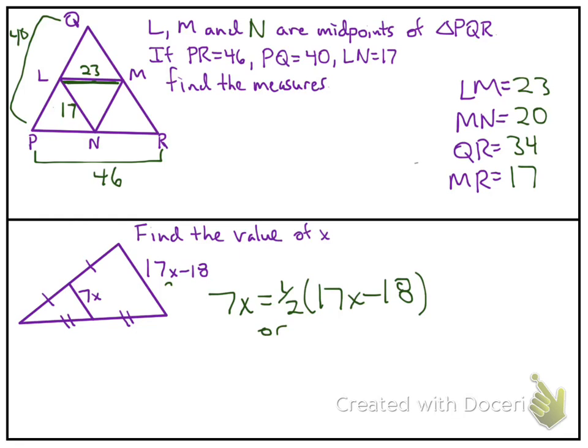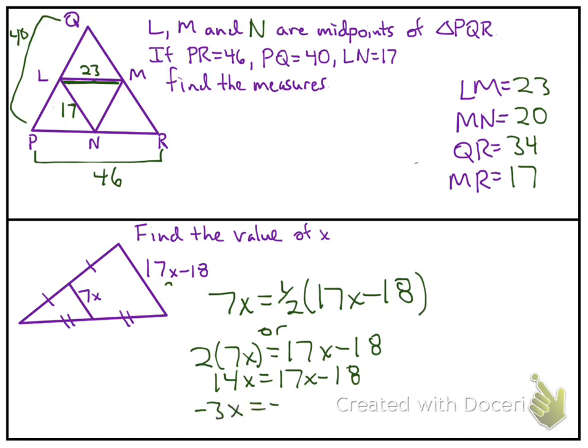So instead, let's go 2 times 7x equals 17x minus 18. Or we double the midsegment to set it equal to the side. That gives us 14x equals 17x minus 18. We then get a negative 3x equals negative 18, and x comes out to be 6.